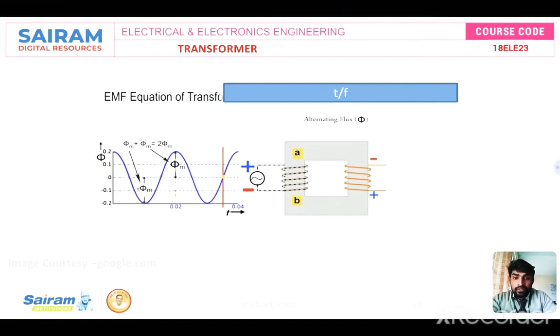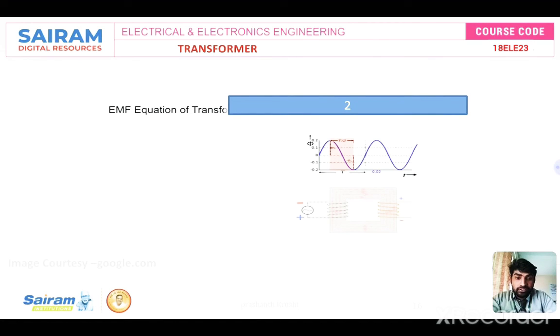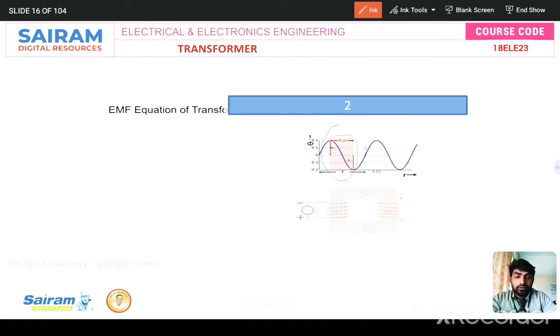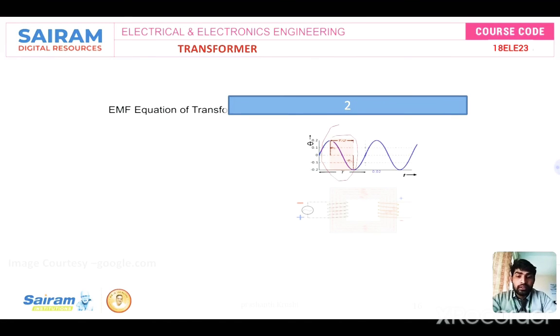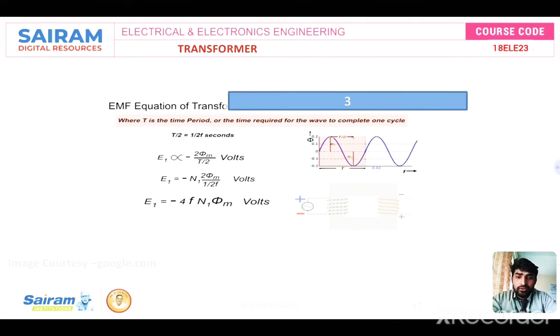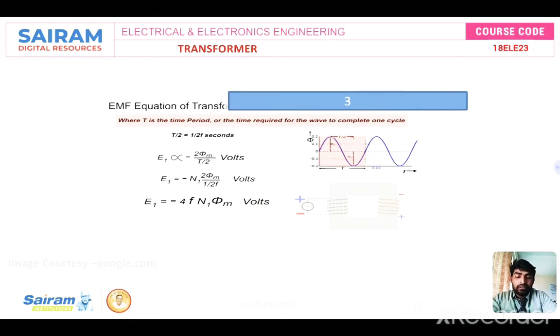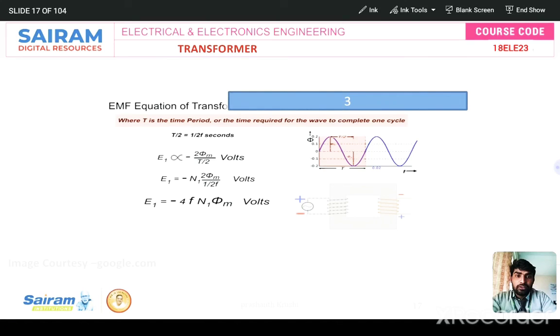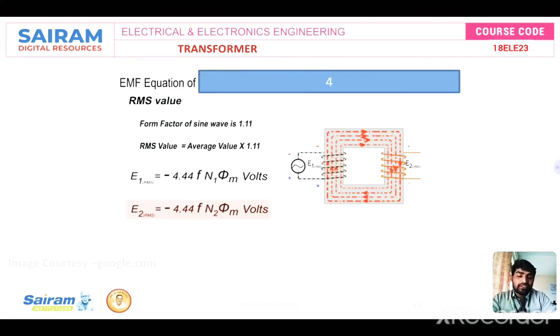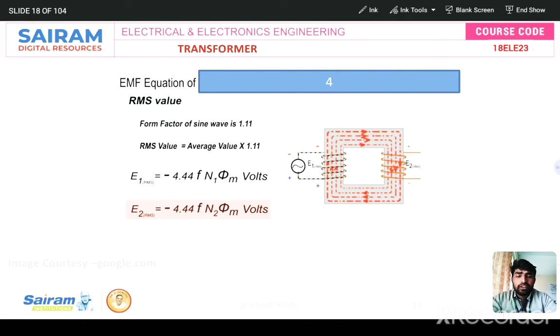So I'll just take this part, T by 2 seconds. I'll just multiply here. E1 is equal to d phi by dt. So d phi is 2 phi m and dt is equal to T by 2. Just I'll take this as 1 by 2f. So 2 into 2f, that is 4 f phi m N1 volts. Minus, they have mentioned minus because of Lenz's law. Lenz's law is also applicable, keep it in your mind. And the EMF equation in the RMS value.